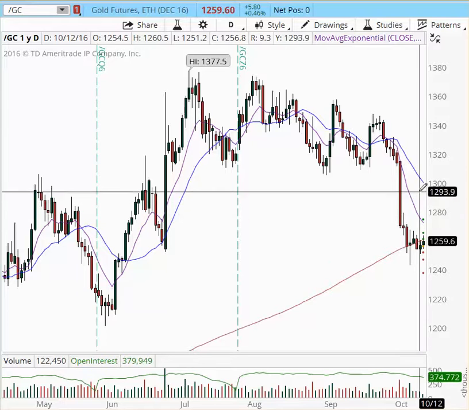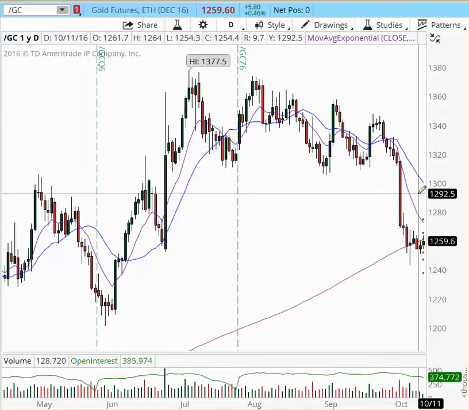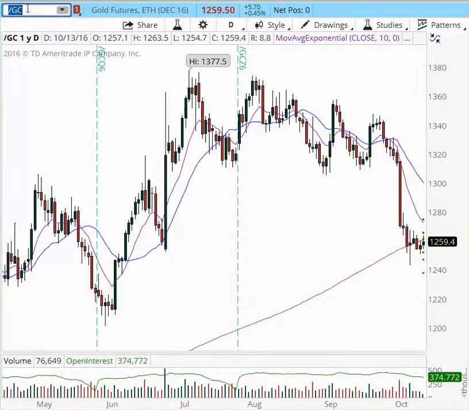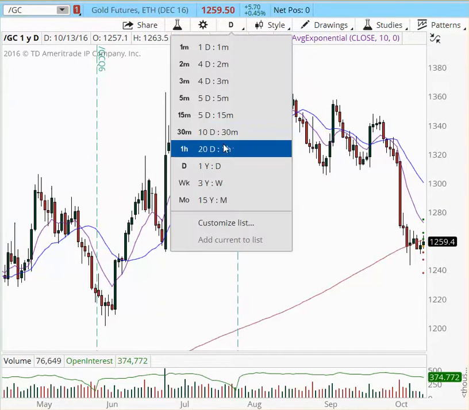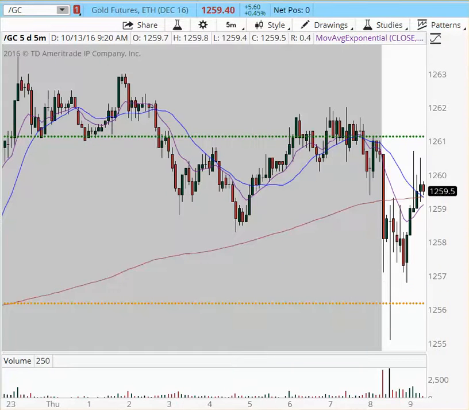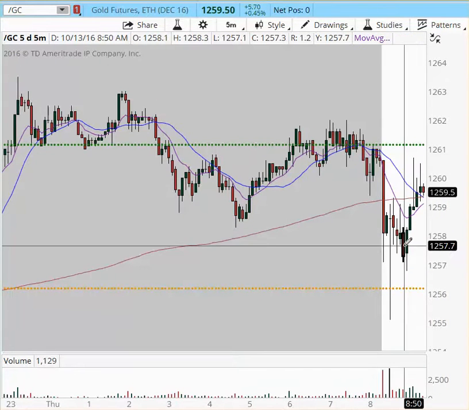I mentioned it before. We're going to look for 1290 and a last target into 1300. So around this area right here. This is the game plan for GC. For a smaller time frame for GC, I'm going to bring out the 5-minute chart right here. It is continuing to be very, very choppy.